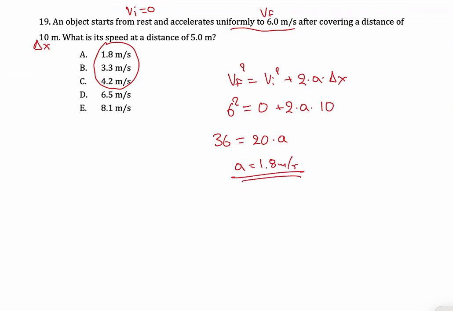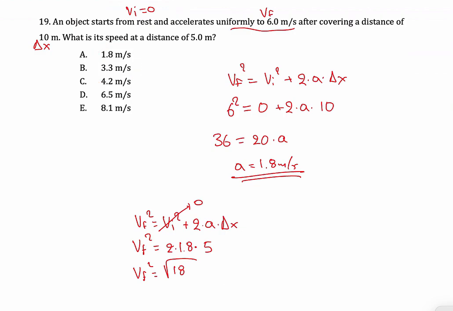And now that we know the acceleration, we're going to take the same law, but for a new distance. So v final squared is equal to v initial squared plus 2a delta x. The v final squared is unknown. The initial speed, we said that it is 0. 2 times 1.8 times the distance, that it is 5. So the v final is the root of 18, and if I'm not mistaken, the root of 18 is 4.2. Yes, so the v final is 4.2.